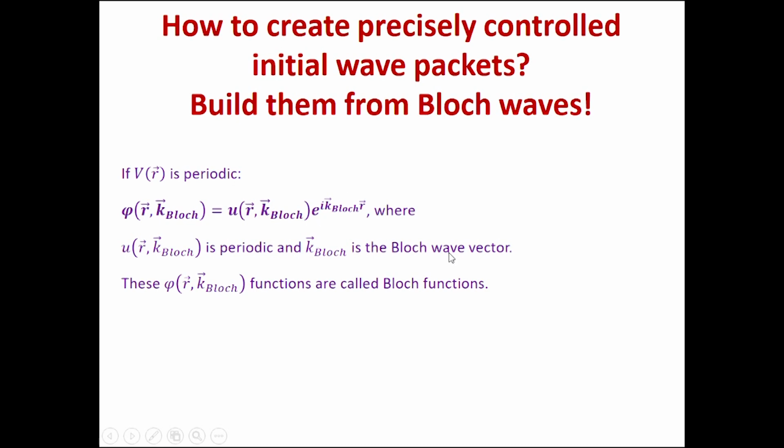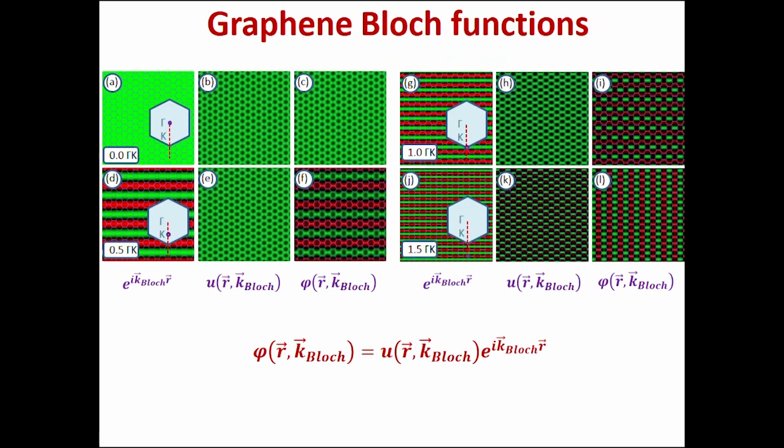This is the Bloch function. It is shown in this cartoon. This cartoon shows the different terms. This is the plane wave part, this is the periodic part, and this is the multiplication of the two. And the color scale is such that we show the real part of the wave function. The positive is green and the negative is red.